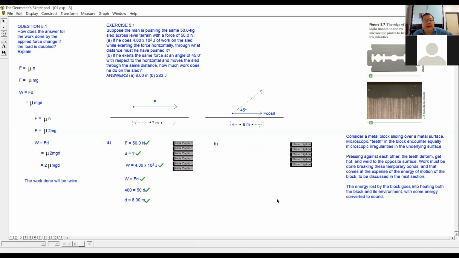Now in the second case, if we exert the same force at an angle of 45 degrees, meaning the force earlier on in the first case is 50 newtons, and in the second case it is also 50 newtons.